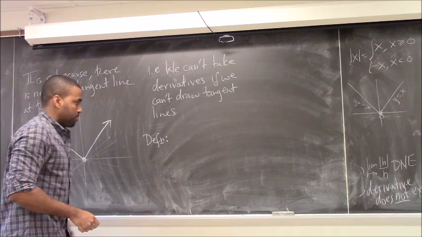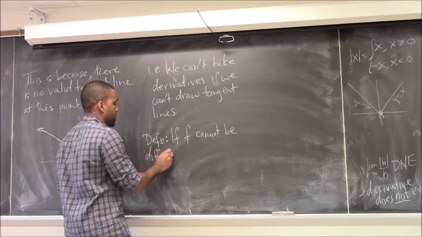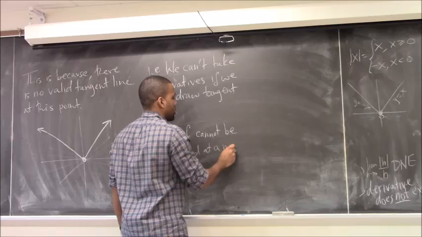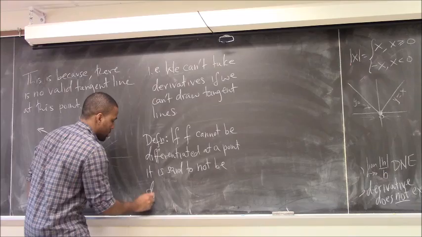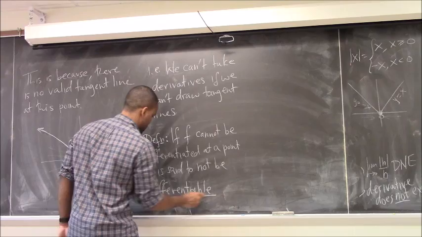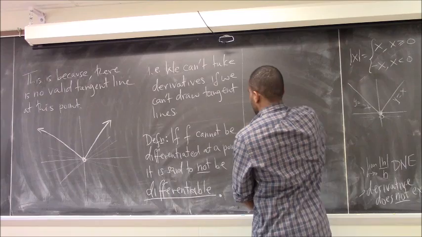If f cannot be differentiated, meaning we cannot find a derivative at a point, it is said to not be differentiable, is the adjective we will use. So it's not differentiable. Whereas if we can find a derivative, we say the function is differentiable at the point. So now let me describe the three situations.